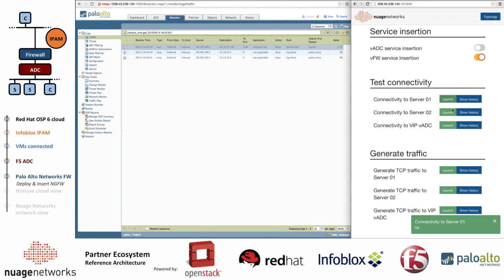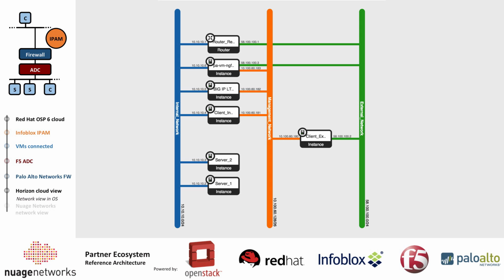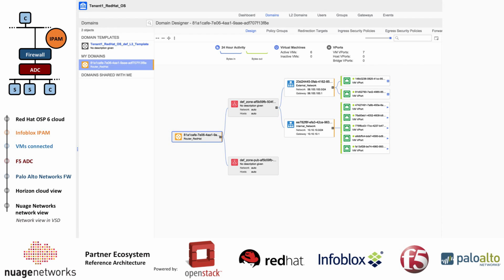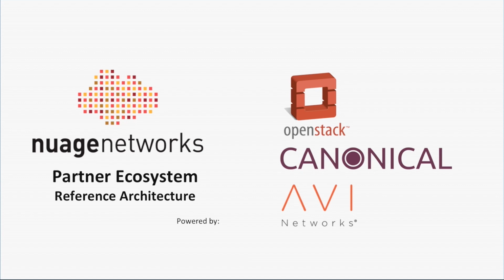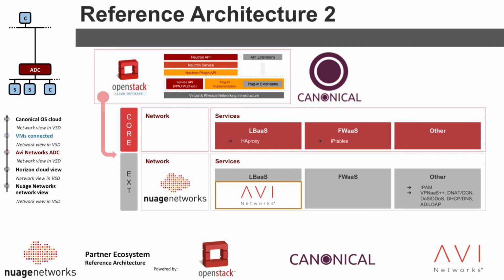Next, we will run the same test, but from the internal client, because all of the traffic is on the internal network. You can see that the ping as well as the iPerf were all successful. This test concludes the first half of the demo, where we've successfully inserted a load balancer and a virtual firewall into the path of data and used Red Hat OpenStack distribution as well as Infoblox for IP address management. In the second half, we will use an OpenStack distribution by Canonical and insert an Avi Networks virtual load balancer into the path of data.